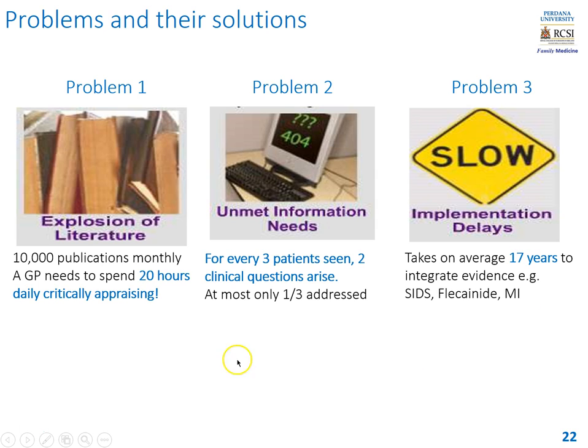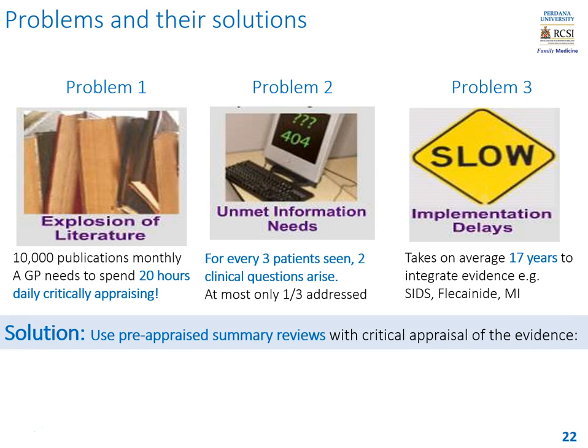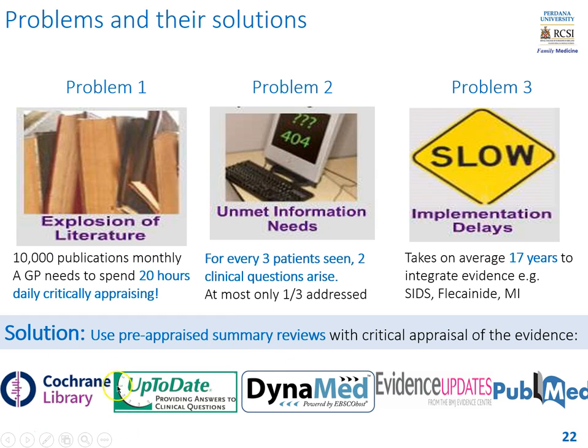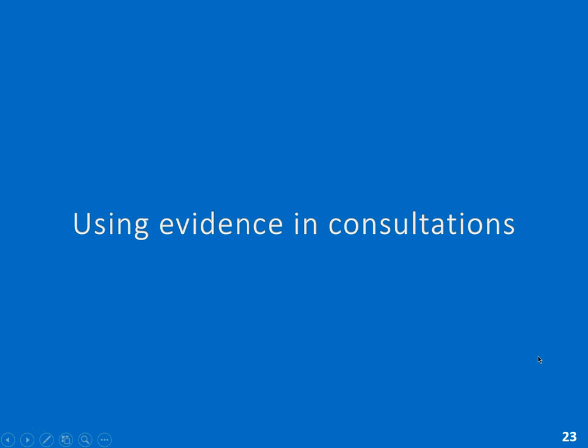But you've seen in the case of Benjamin Spock that baby sleeping position took almost 50 years before that changed. A solution here is to use pre-appraised summaries. These are reviews with critical appraisal, and they're presented for you in easy, assimilatable, bite-sized summaries. And you get these from the Cochrane Library, from UpToDate, Dynamed, Evidence Update, PubMed, and also other sources like BMJ Clinical Evidence.